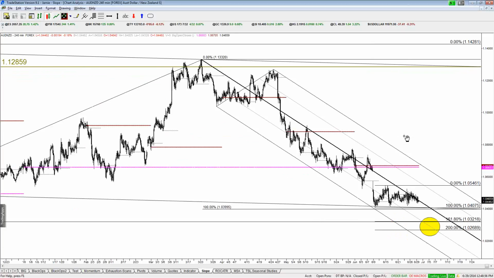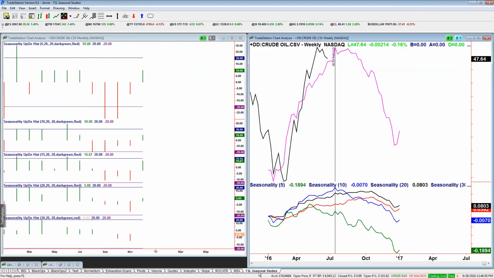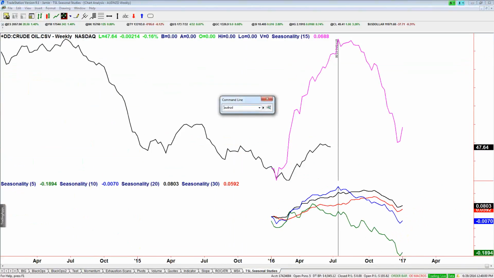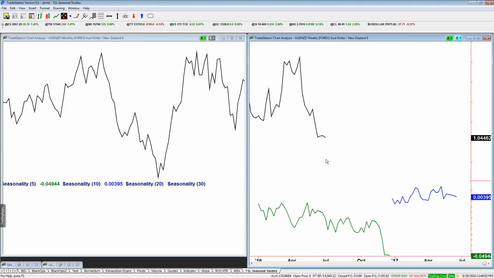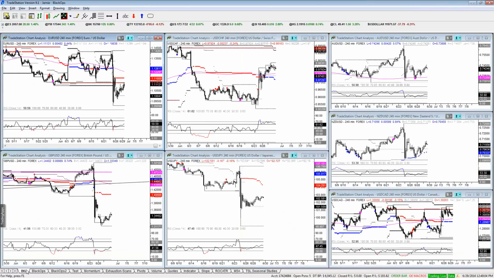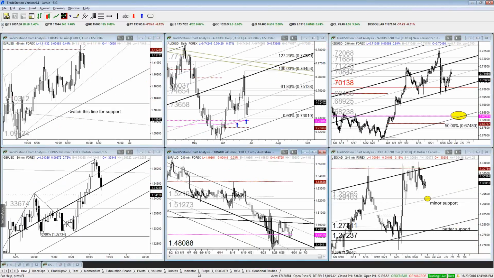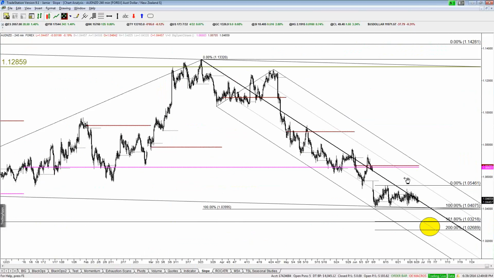Okay, for Aussie Kiwi, I don't know how much data I have for Aussie Kiwi. Let's see. Not enough, but yeah. So might be the final low down here for Aussie Kiwi. All right. Either way, watch the structure.